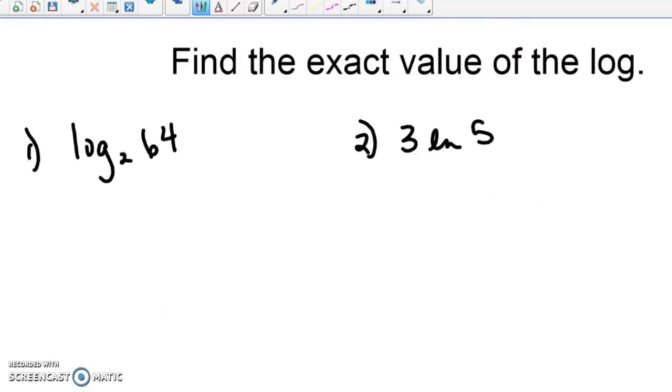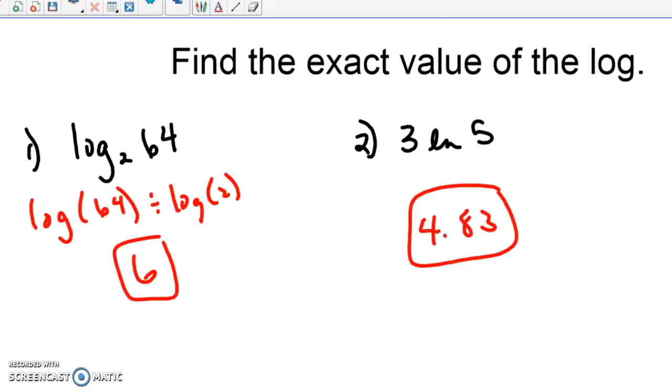Okay, so here's our next set. This is where you can use your calculator to type in and come up with your answers. Okay, so for this one, remember it's a log of the taller number, 64. Make sure you close the parentheses, divide by the log of the smaller number. That gives you an answer of 6. The second one, just type it in exactly as it's written, and we should get a decimal of 4.83.